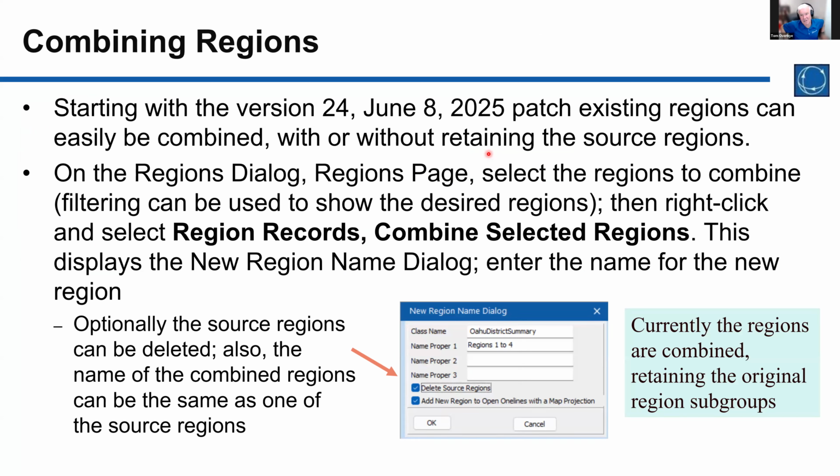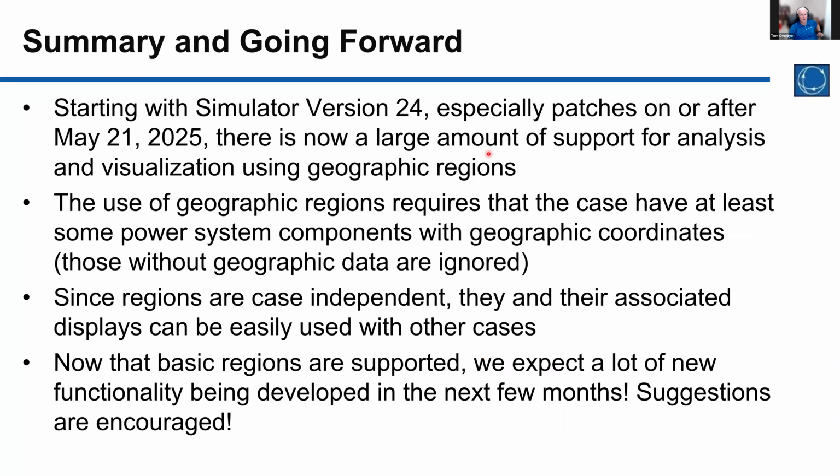Okay, just recently we added combining regions. If you want to take a couple regions and combine them, that is now straightforward to do. We are keeping the separate subgroups, but we do combine them. So here I gave an example where I combined regions 1 to 4 in my Oahu example. So if you need that, that's available.